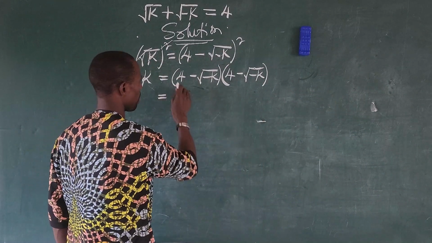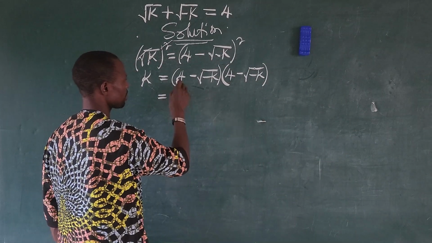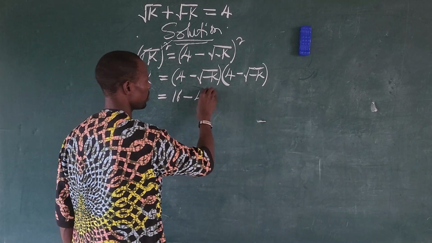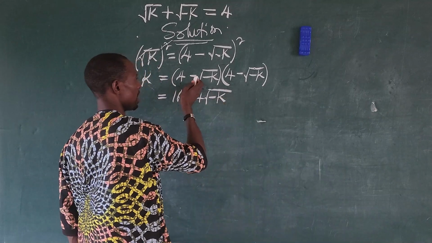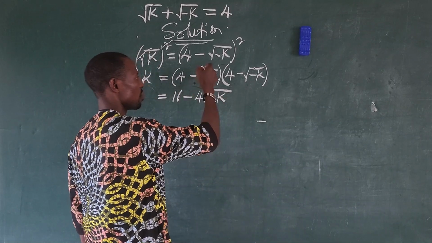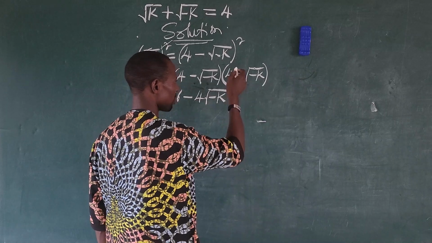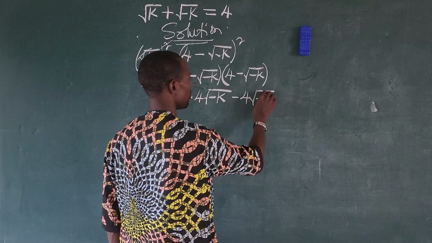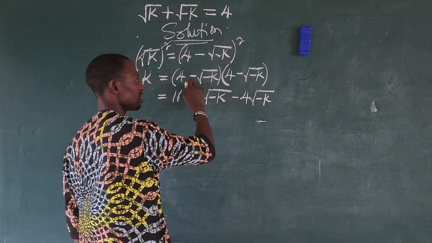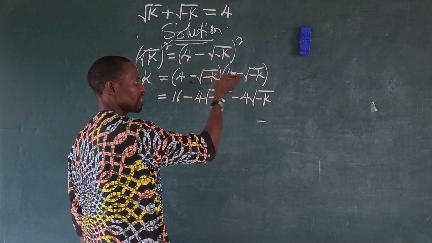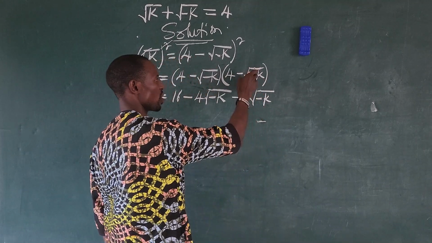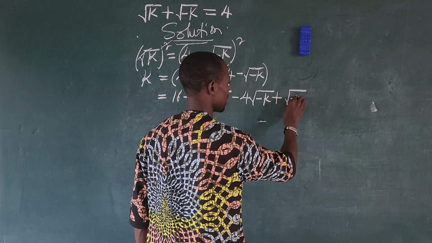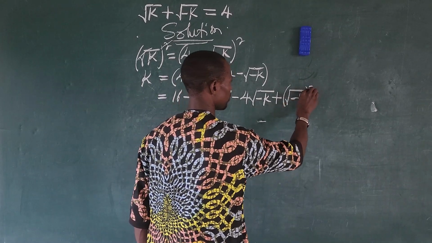So this is equal to 4 times 4, which gives us 16. 4 times minus k gives us minus 4 root minus k. Then we come to this term, minus root minus k, times 4, which gives us minus 4 into the square root of minus k. Then minus root minus k times minus square root of minus k gives us plus the square root of minus k all to the power of 2.